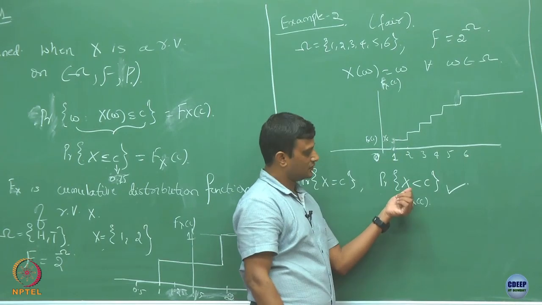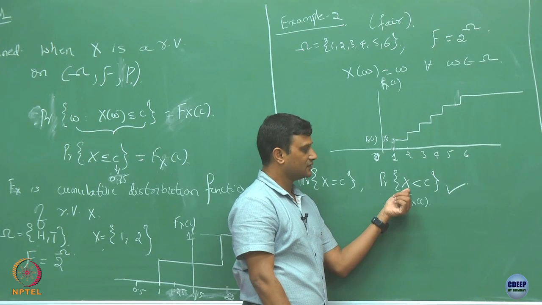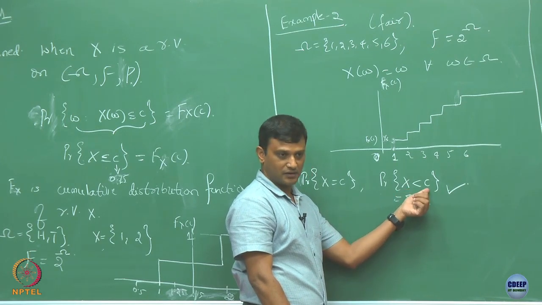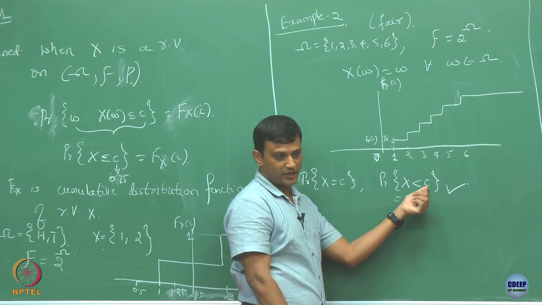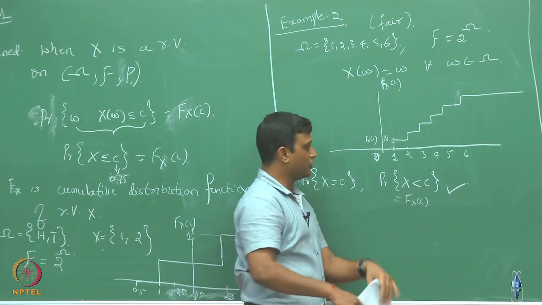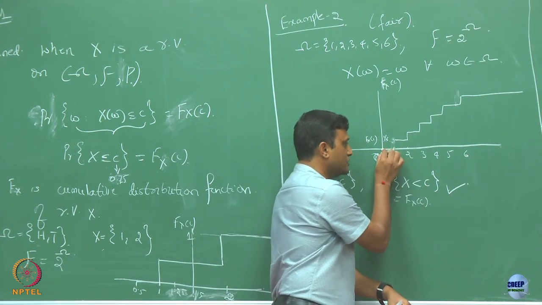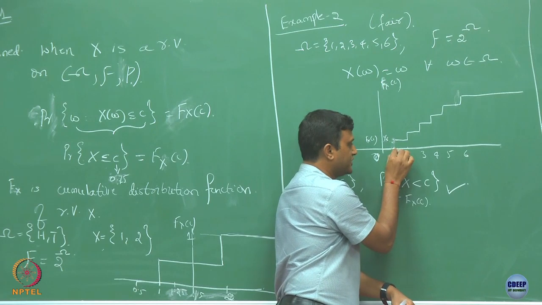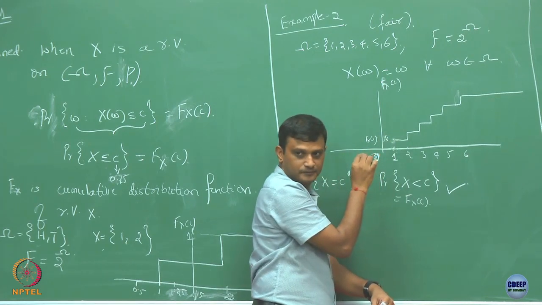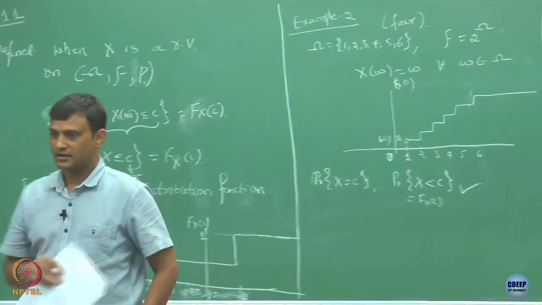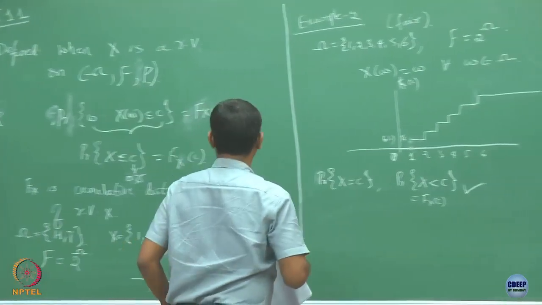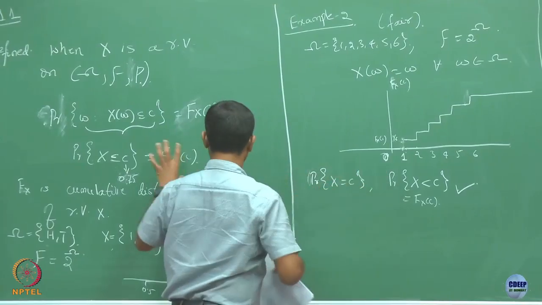So x, let us say x equals 1, x is strictly less than 1, that means 1 is not included. What is that probability? It is still going to be 0, right? Still at one point it is going to be 0 here, and maybe just soon after that it is going to jump. Okay. So let us try to understand how to represent this quantity in terms of this.